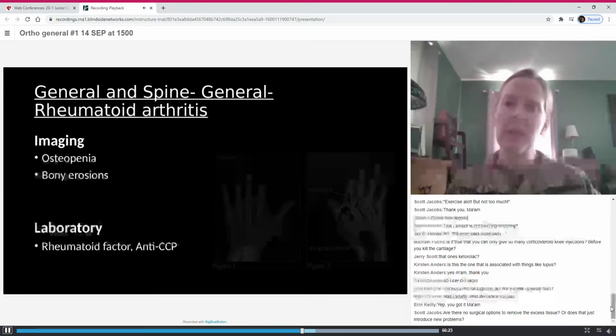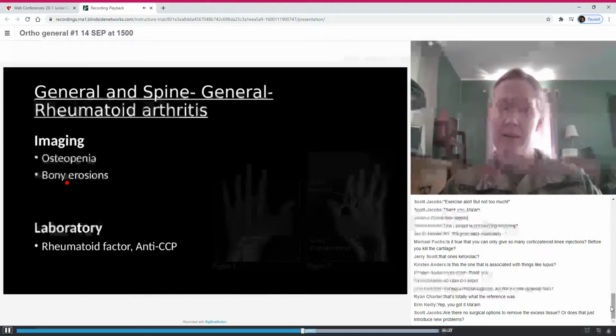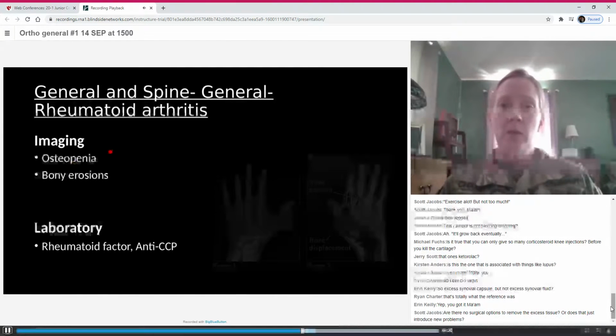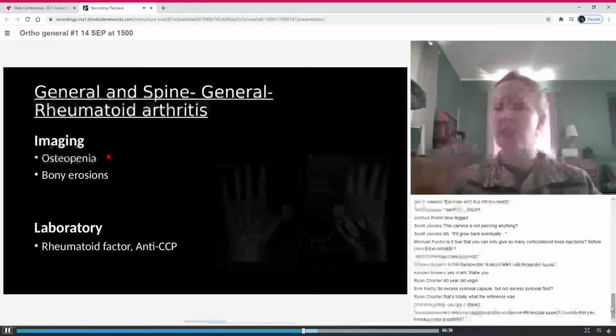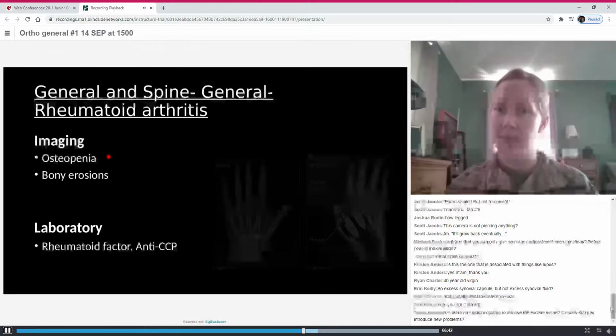So big joints. Hands and finger joints, we're not going to do much there. Okay, so things that we notice on a rheumatoid arthritis x-ray. The first thing is they should have disuse osteopenia, so their bones should not be as white as they may be in other places. I feel like I have to sneeze, so if I do sneeze, just please excuse me.